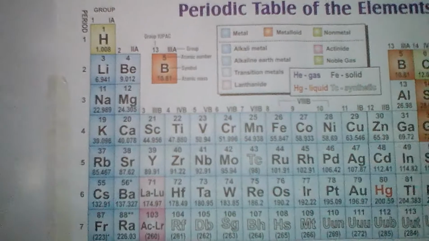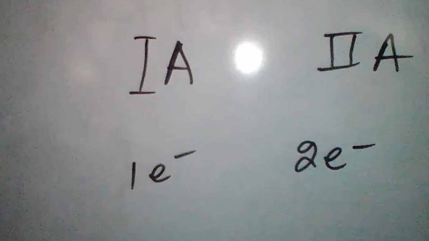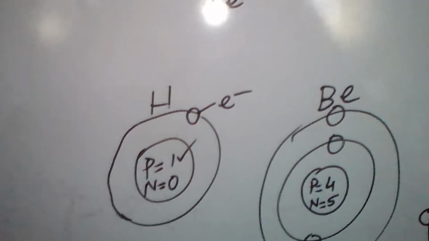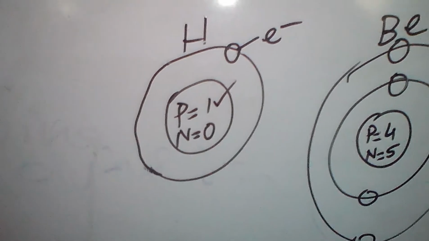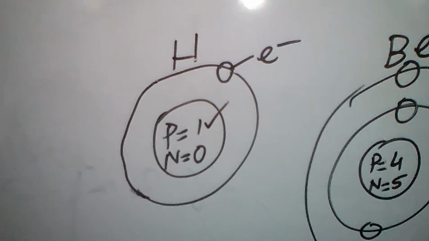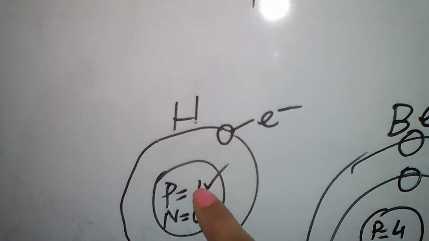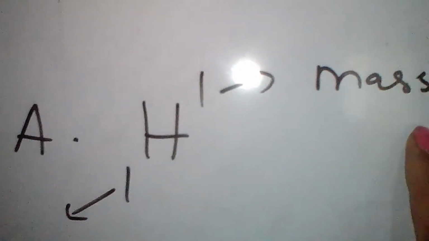So, I would like to explain it with the help of the atomic structures as well. We are quite knowing that hydrogen is the first element of the periodic table. Here is the structure of the hydrogen atom. In the center, there is a nucleus, and the nucleus contains 1 proton and 0 neutrons, because the atomic number of hydrogen is 1 and the mass number is also 1.